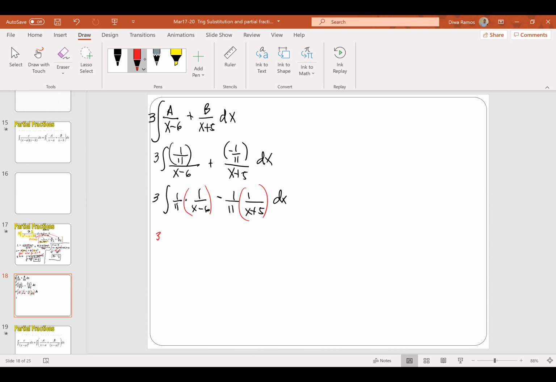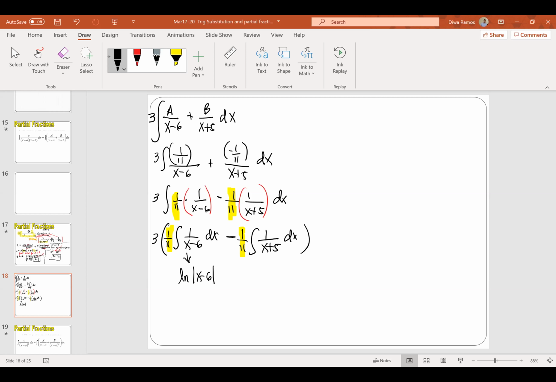So we can write this now as a separate integral. So we're integrating 1 over 11, 1 over x minus 6 dx, minus 1 over 11, 1 over x plus 5 dx. We just want to treat them separately. It's easier that way. I factored out the 1 over 11s outside the integral sign. It's a quick u substitution, just so you know. This will lead to an ln of x minus 6, and I'm going to tell you why.